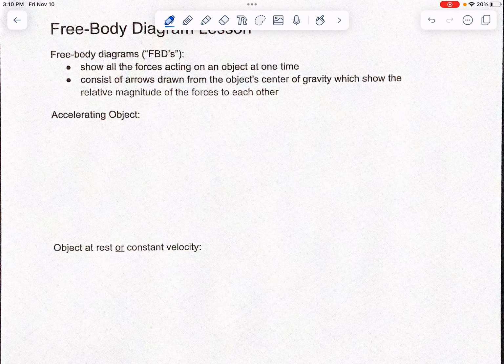So show all forces acting on an object at one time. So that doesn't mean there's going to be 7 of them. It just means we need to show what's acting in that instance. It consists of arrows drawn from the object's center of gravity, which show the relative magnitude. What this means is when you have bigger arrows, that means it equals a bigger force.